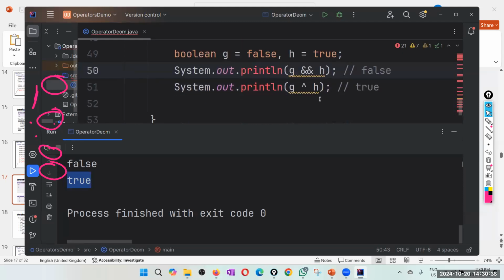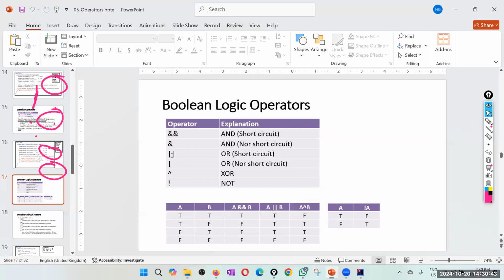Right? AND operator, XOR operator, likewise you have the OR operator, the pipe character. Two pipe characters. And NOT is the exclamation mark. Okay. I won't take all the examples.